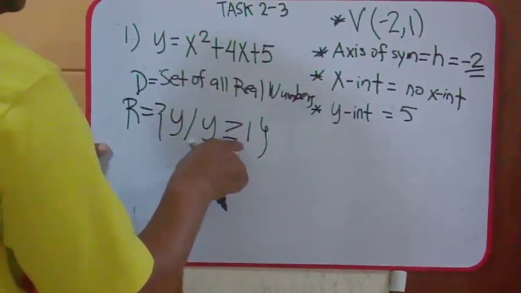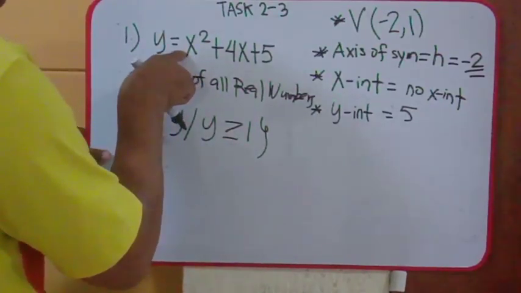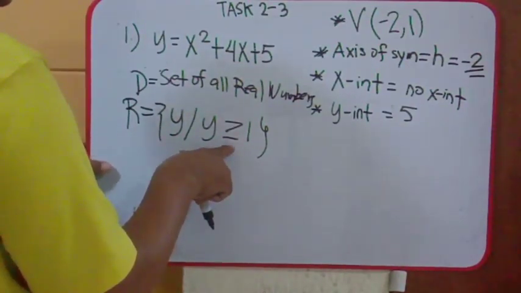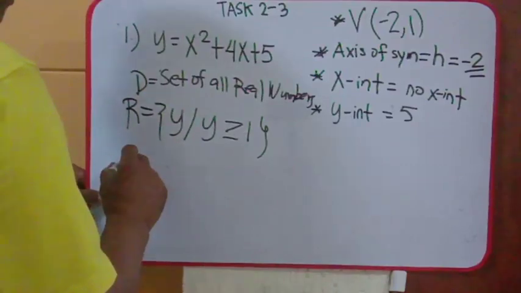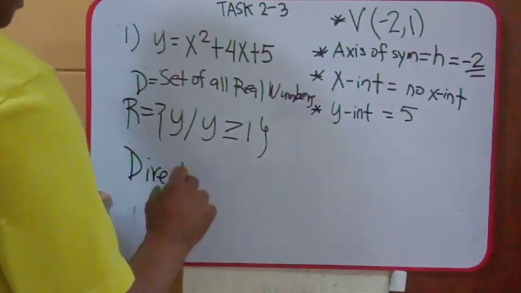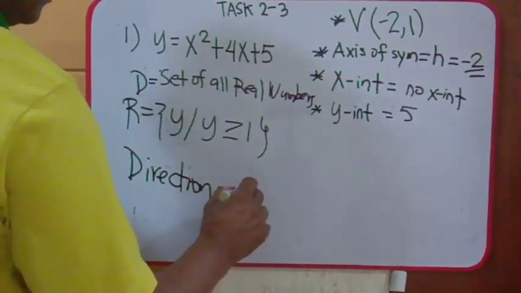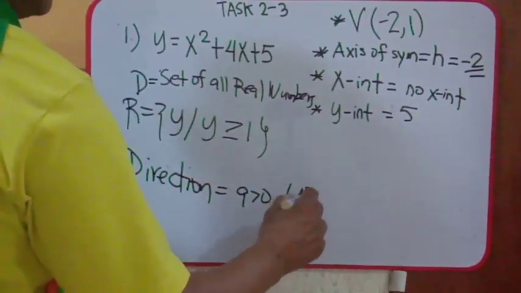Bakit greater than or equal to 1? Kasi A is positive. Bakit siya 1? Kasi yun yung value ng k natin. Magbabago na lang siya kung less than or equal to 1. And the direction of the graph, A is greater than 0, it means upward.